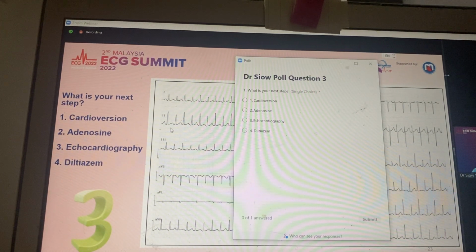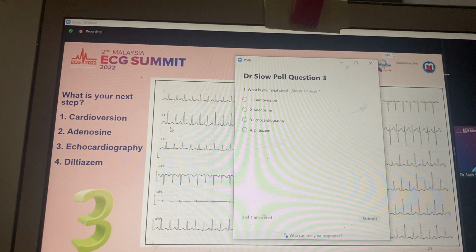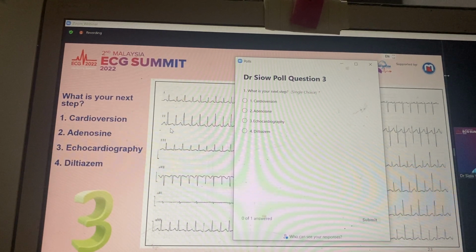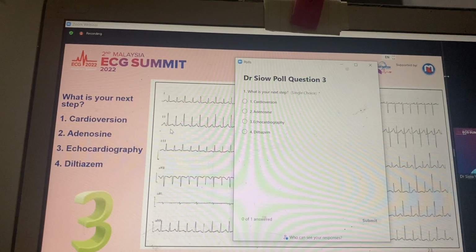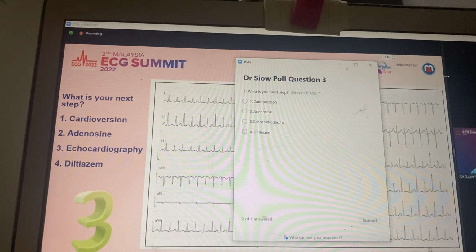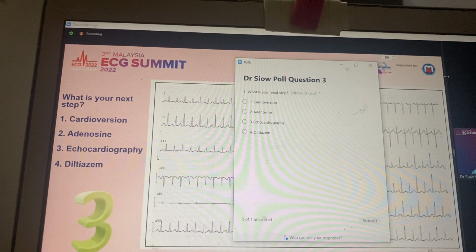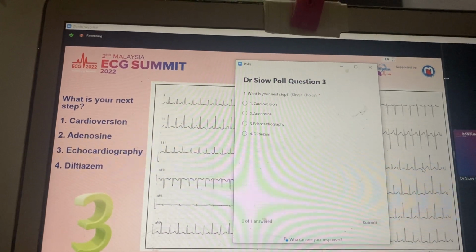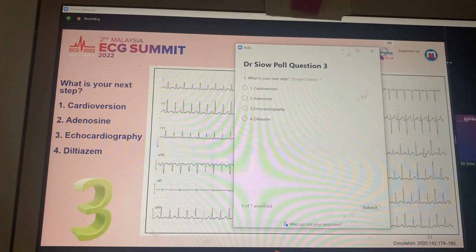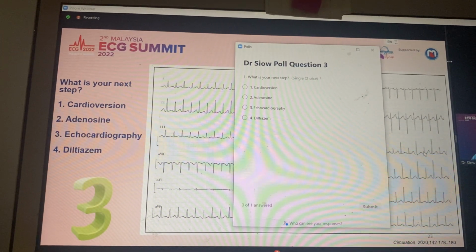Okay, can we have the poll now? All right. The first choice is cardioversion, adenosine, echo, or diltiazem. Let's choose. If you don't know the answer, just choose C. Look at the ECG, and I give you some more time for this because this pregnant lady, we have to be cautious. All right. Can we have the answer?